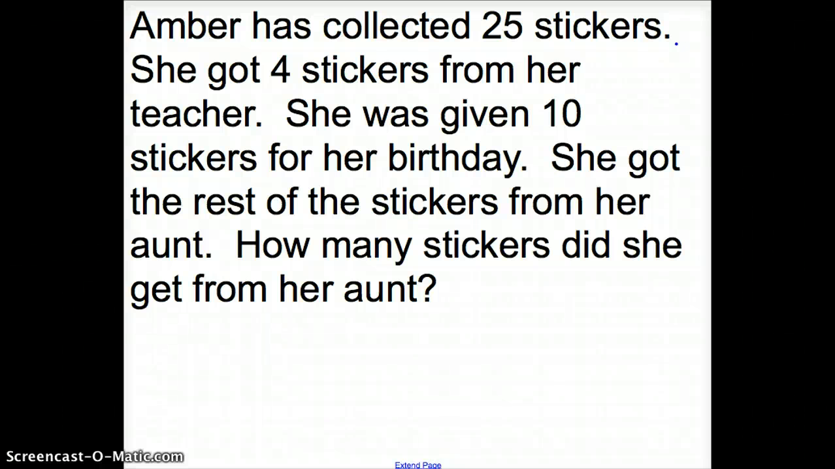Passing, and I'm going to do an equation. Amber has collected 25 stickers. She got 4 stickers from her teacher. She was given 10 stickers for her birthday. She got the rest of the stickers from her aunt. How many stickers did she get from her aunt?